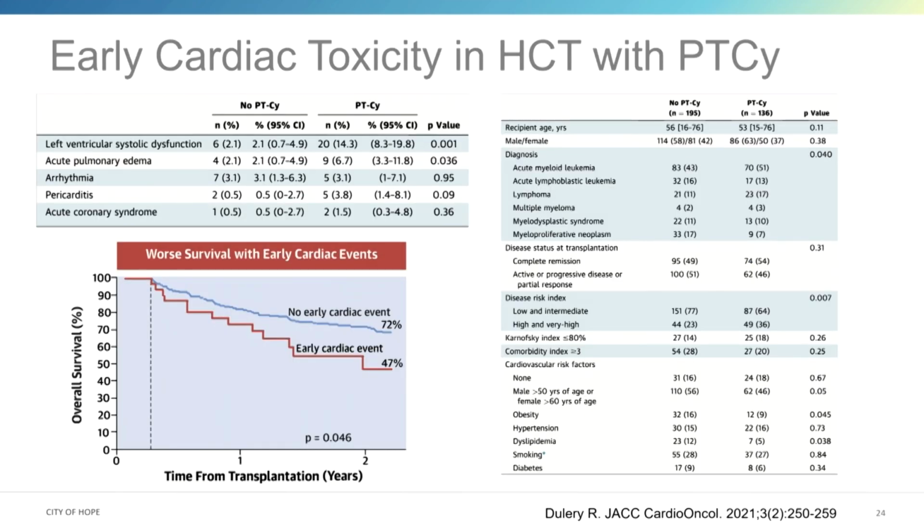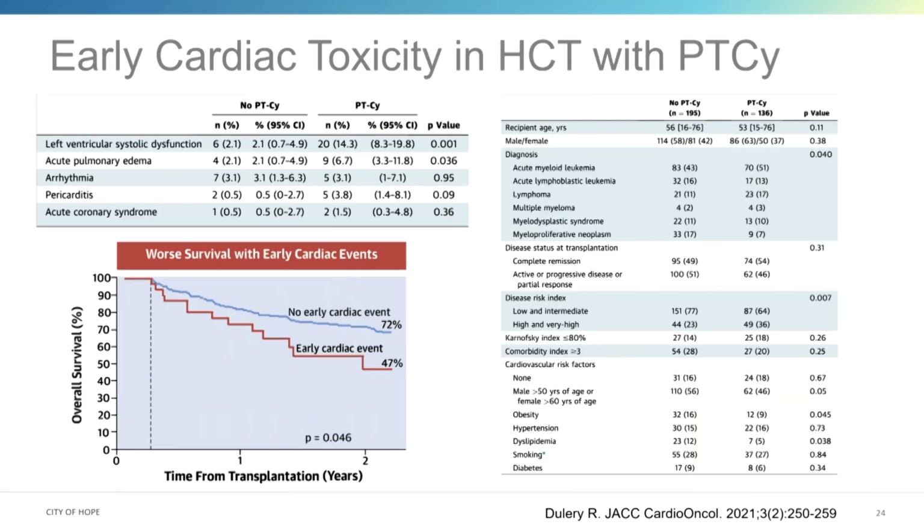Another complication that we need to be aware of is the cardiovascular events, and this was published by the French group earlier in 2021. And as you can see, they reported that most of the early cardiac events are either pulmonary edema or a drop in ejection fraction. They did not describe what kind of drop. Was it symptomatic, not symptomatic? Is it causing a problem? How was it found? But a drop of ejection fraction as well as pulmonary edema were the most common ones.